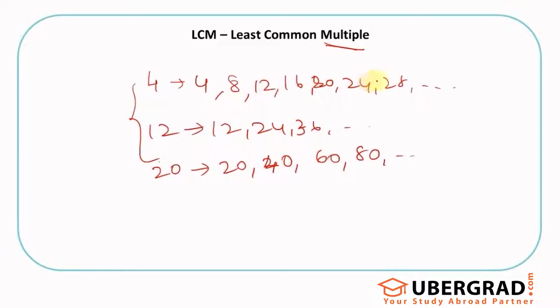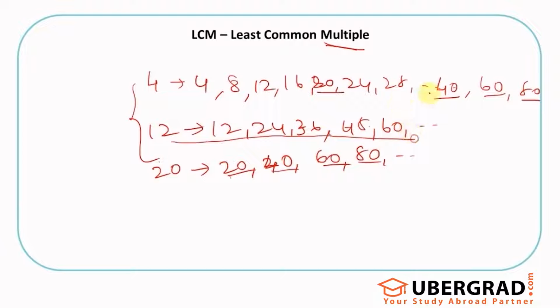If I keep writing, I see 20 here. At some point, I'll see 40, and at some point I'll see 60 and 80 as well as multiples of 4, which is what I'm seeing here for 20. And then for 12, 36, 12 fours are 48, 12 fives are 60, and so on. So what are the common ones? First I see 20, but I'm not seeing 20 in this list. Then 40, and I'm not seeing 40 here either. 60, yes, I'm seeing.